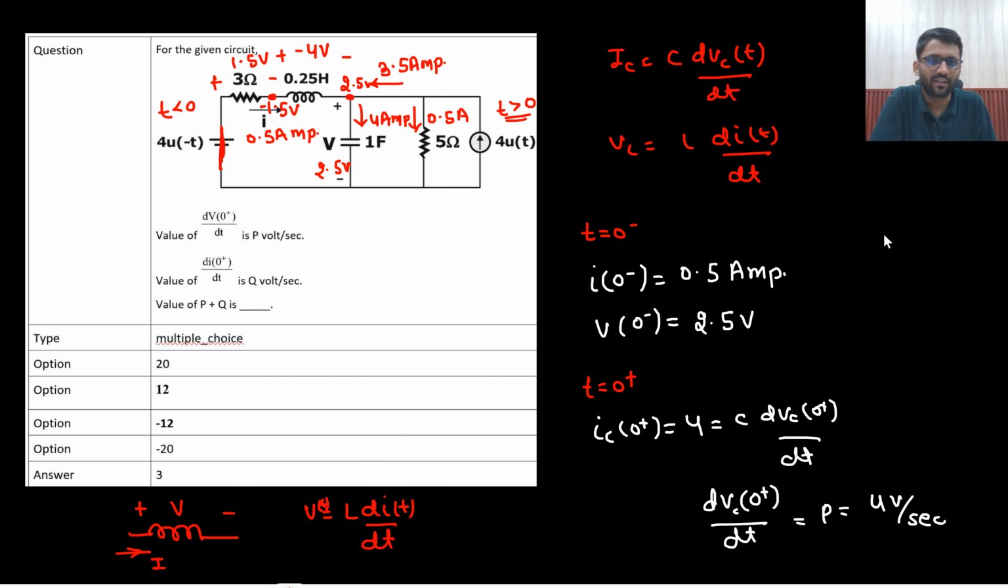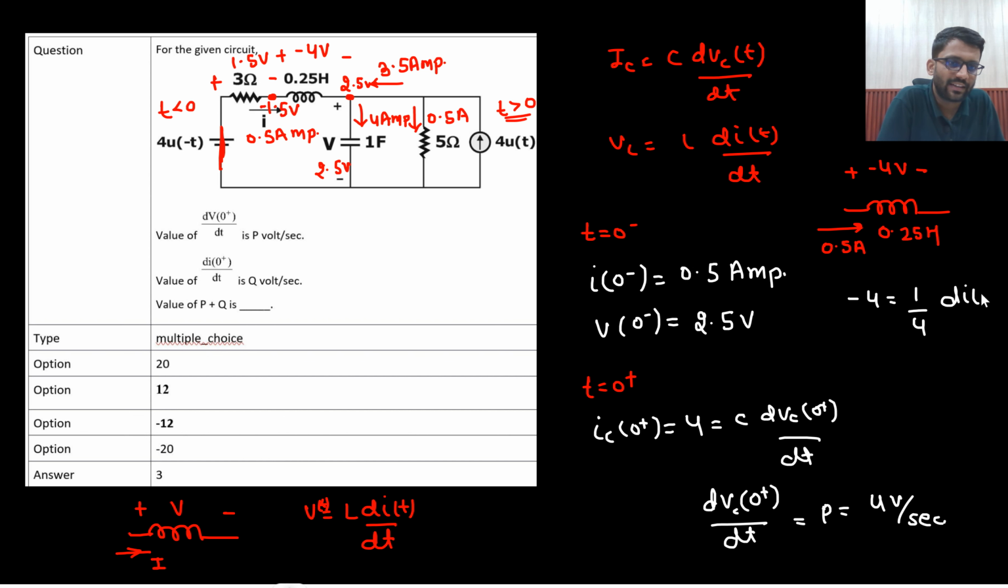So what did you understand here? What is the final conclusion? Basically you have minus 4 volt in this direction. This is your 0.25 Henry, and the current that is flowing is 0.5 ampere. Well and good. So VL, that is minus 4, is equal to L, which is 1 by 4, times di at 0 plus by dt. So Q value is coming out to be minus 16 ampere per second.